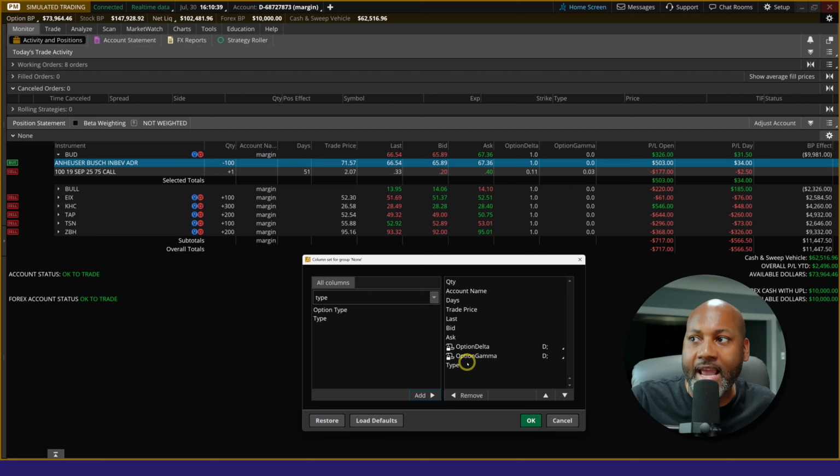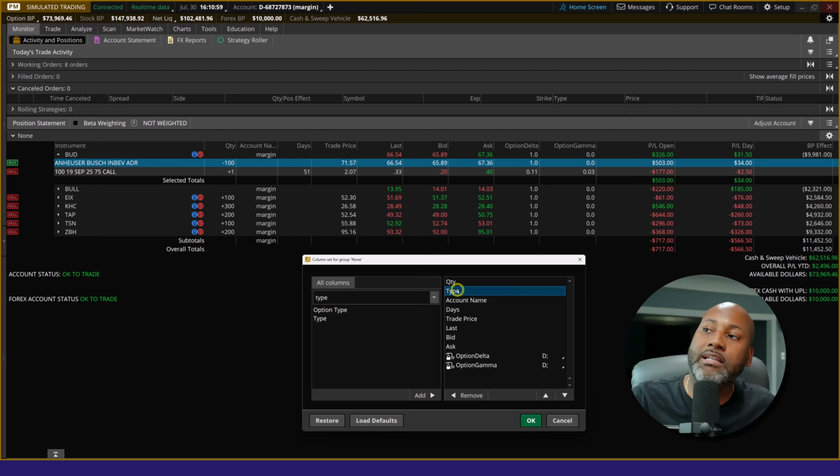Now, there are a few ways you can reposition this. If I leave it how it is, it's going to show up in the column behind option gamma. I don't want it there. I want it to be up towards the front. So we're going to put it right behind quantity. You can click and hold and drag it up, and then when I drop it, it'll be there.